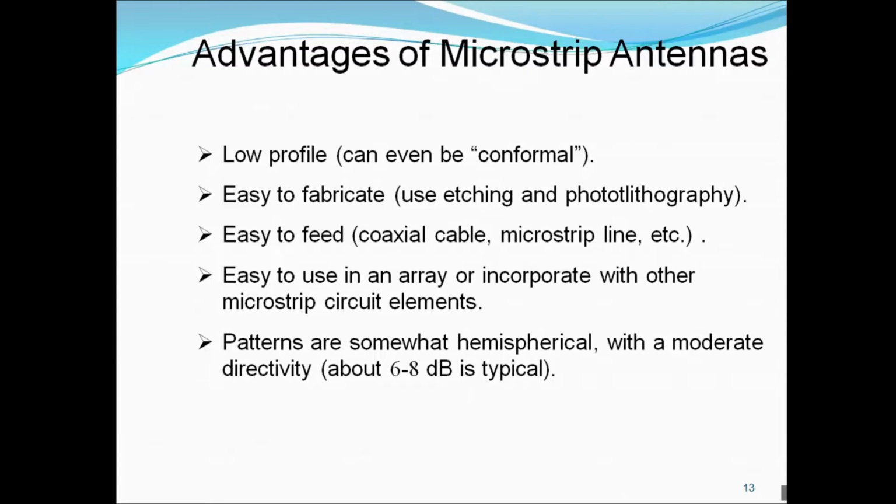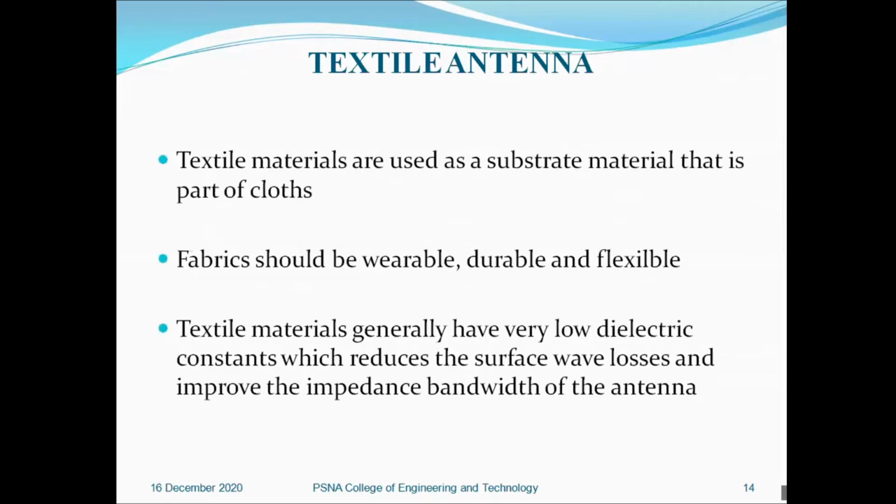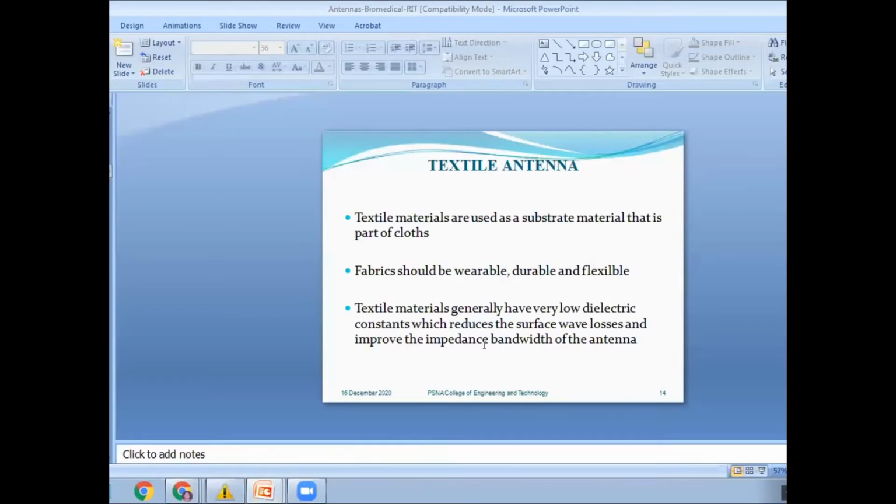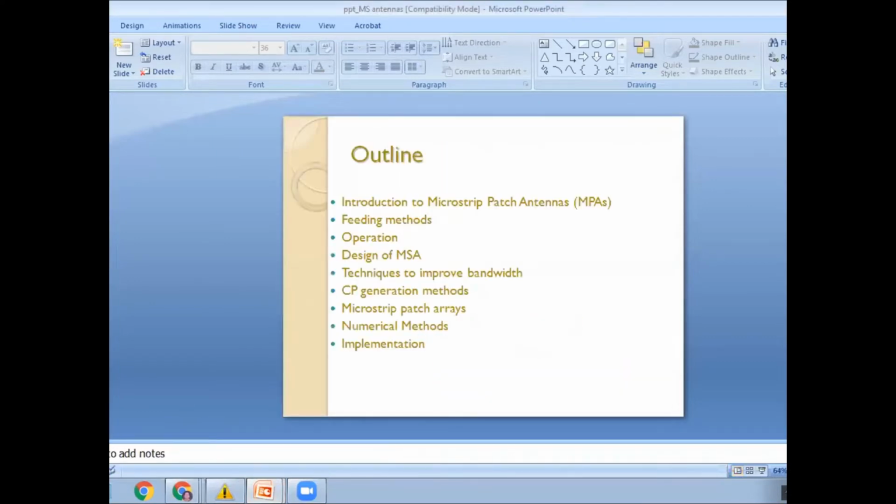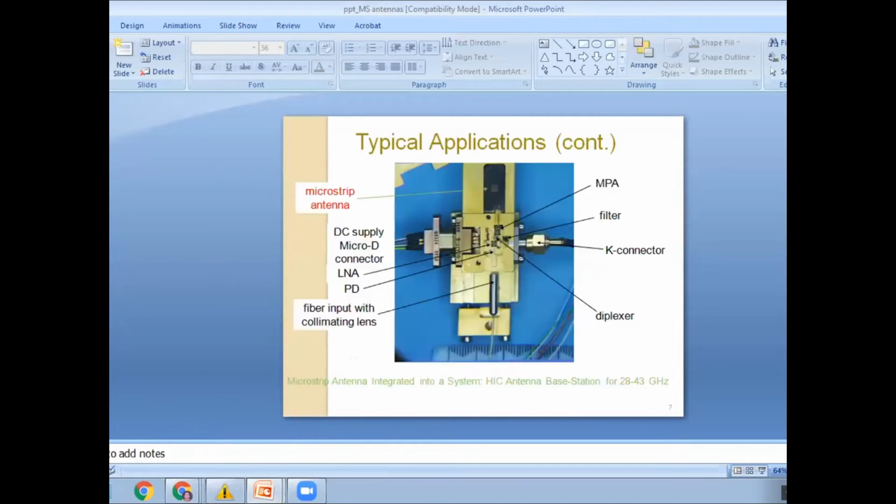Directivity is generally moderate, 6 to 8 dB, and a minimum of 6 dB we can achieve for a simple rectangular microstrip patch antenna. If the shape is properly tuned, we can go for a moderate 8 dB directivity, and also we can achieve the gain. The textile materials can be used as a substrate material. Without directly going to the textile antenna, some more points we can discuss with the help of these microstrip patch antennas.